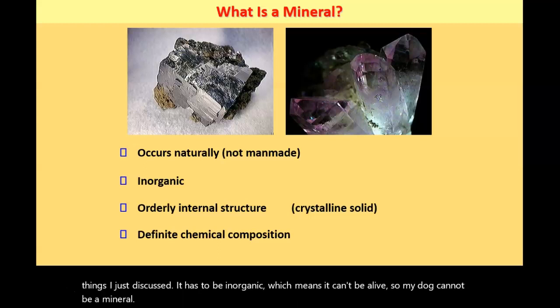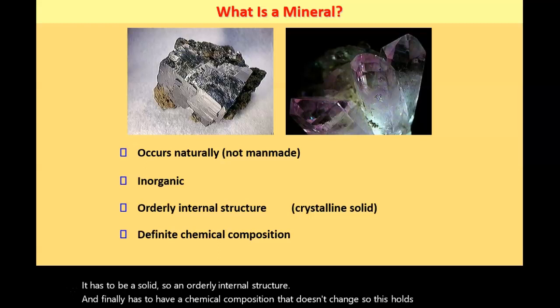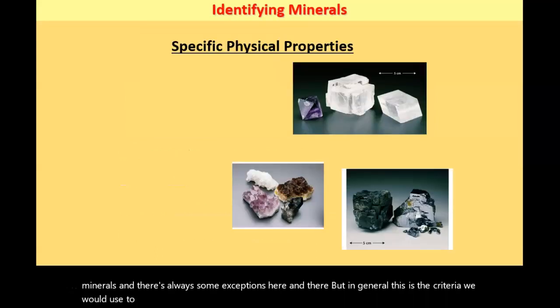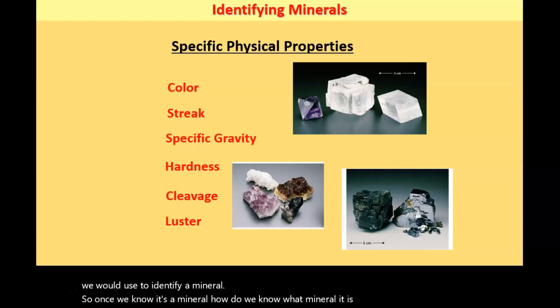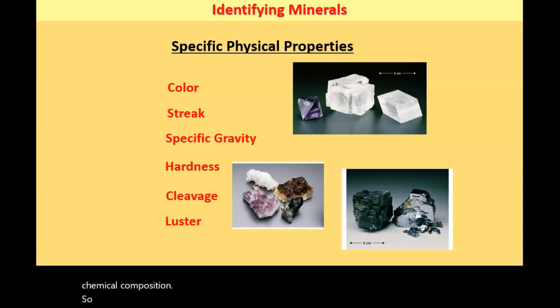It has to be a solid, so an orderly internal structure. And finally, it has to have a chemical composition that doesn't change. And so this holds true for minerals, and there's always some exceptions here and there, but in general, this is the criteria we would use to identify a mineral. So once we know it's a mineral, how do we know what mineral it is? Well, we actually look at the physical properties, because the physical properties is going to tell us something about its chemical composition. So when we add these things together, they have new chemical or new properties associated with them.